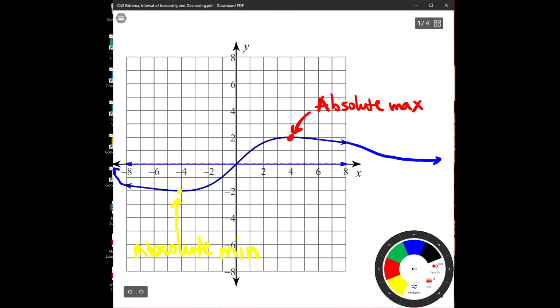And all you have to do is state the coordinates of the point. Whenever we talk about a point, we state the coordinates. So (4, 2) will be the absolute max. And for this one, we have (-4, -2) as the absolute min. Besides calling them absolute max or absolute min, we also call them global max or global min on the graph. So they are the same. And for relative max or relative min, we don't have any, so they are none in this case.